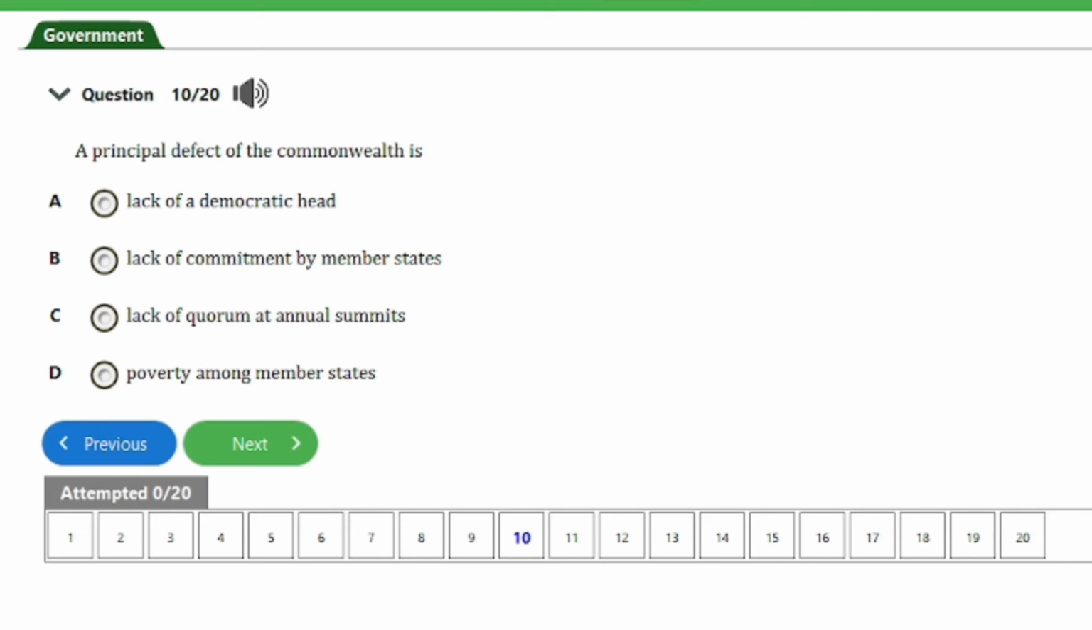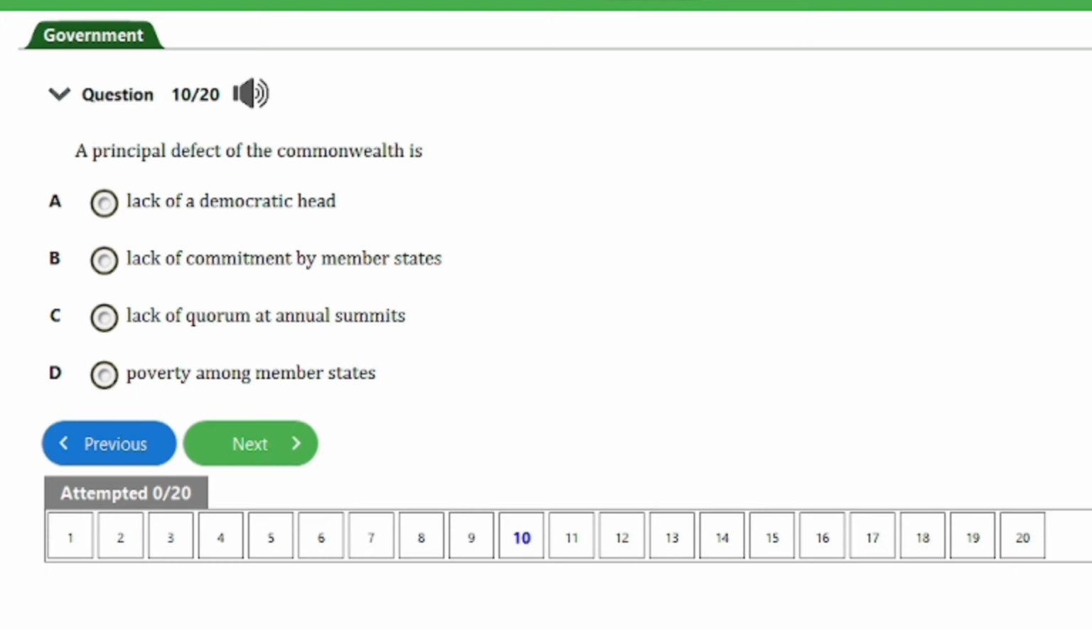It says, a principal defect of the Commonwealth is A, lack of democratic head, B, lack of commitment by member states, C, lack of quorum at annual summits, D, poverty among member states. So guys, the answer to this question is option B here, that's lack of commitment by member states. Let's get on to the next question, guys.